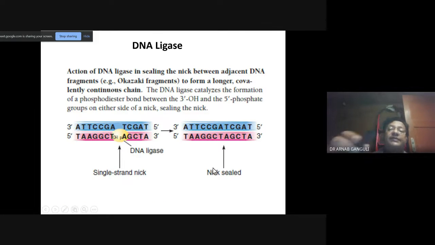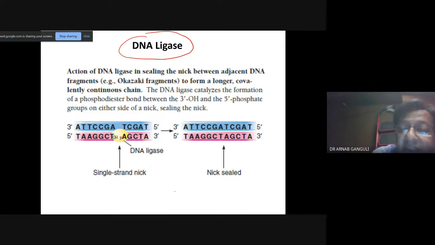Okay, then we are talking about the enzyme known as DNA ligase. So you have these little Okazaki fragments formed over here like this. There are no gaps actually, but these are not joined by phosphodiester bond. This broken region has got an OH over here, the 3 prime OH, and a 5 prime phosphate.